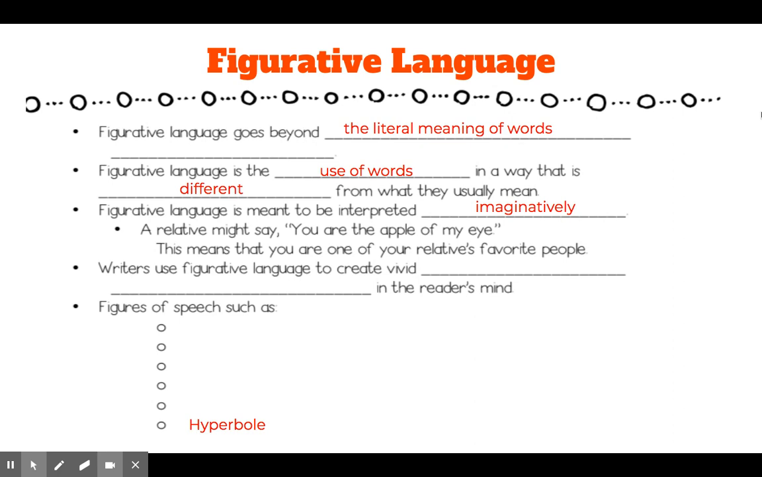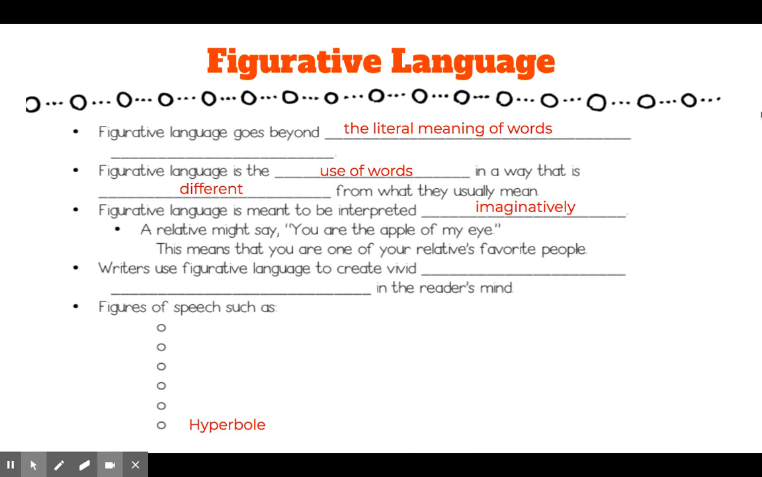So the example below says a relative might say, "You are the apple of my eye." Well, they are not literally saying that there's an apple in your eye. They are trying to tell you this hidden meaning of I adore you. I really, really enjoy being around you. You mean a lot to me. Okay, so this means that you are one of your relative's favorite people. Now, they could have just said, "You are one of my favorite people," but they wanted to add that creativity, that imagination part of it. So they included the "you are the apple of my eye."